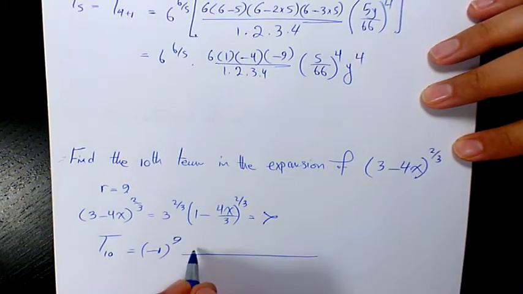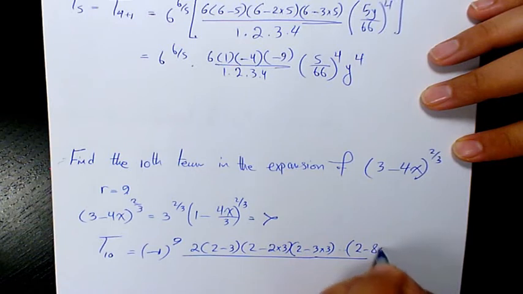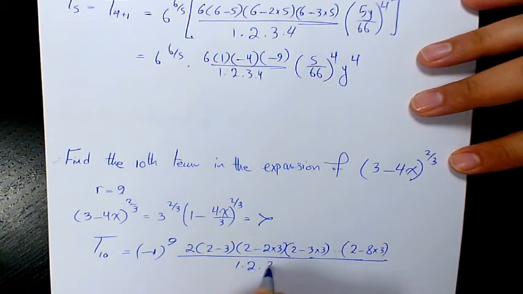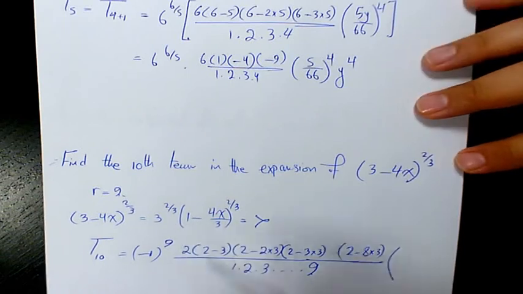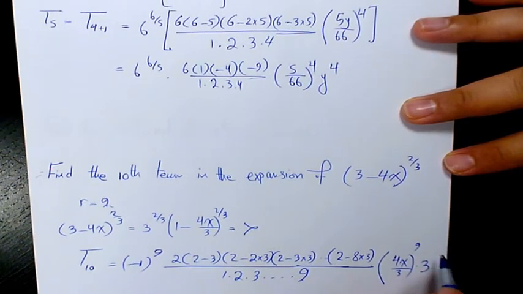m is 2, and n is 3, so 2 times 2 minus 3 times 2 minus 2 multiplied by 3, 2 minus 3 times 3, all the way to 2 minus 8 times 3, divided by 1 times 2 times 3 all the way to 9, because r is 9, times 4x over 3 to the power of 9, 3 to the power of 2 over 3.